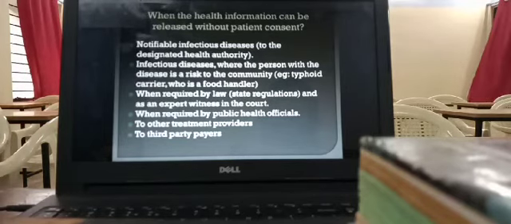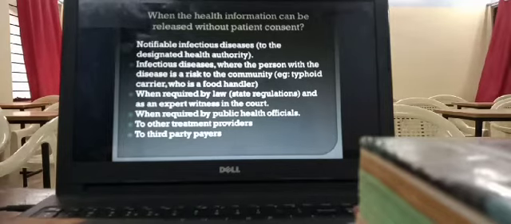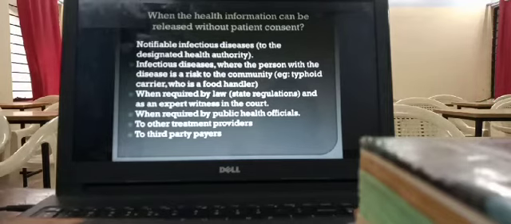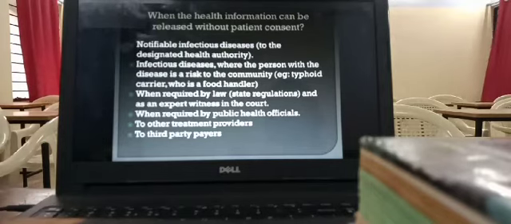Next, we can see about treatment providers. Sometimes the doctors have to consult the cases with other senior consultants. In that case, they will not require any consent, since this is only regarding the treatment plan. Next, the third party payers, or we can say insurance companies. So these are the situations where we can release the patient health information without patient consent.